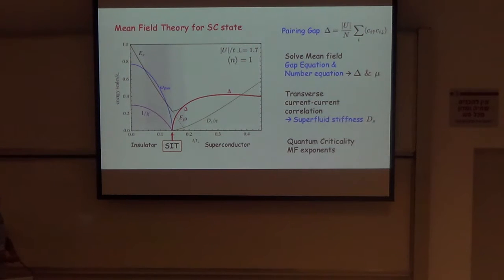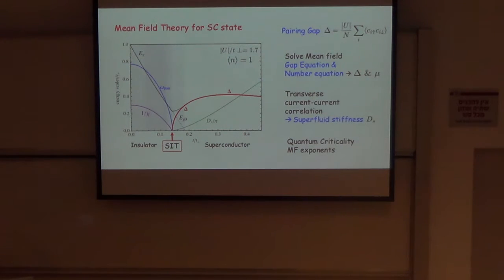Okay, now once it's so cheap to make pairs, then of course you start condensing them. Okay? And so how do you describe that? So you have standard techniques to do that, mean field theory. So you write down a pairing gap, delta. I call it a pairing gap because it's not always the spectral or energy gap, so we have to be a little bit careful about that. You solve the gap equations to find what delta does, and it does what it does as a function of q over t perp. At some fixed value of u, you can calculate the superfluid stiffness in standard ways, and this is the picture that you get.